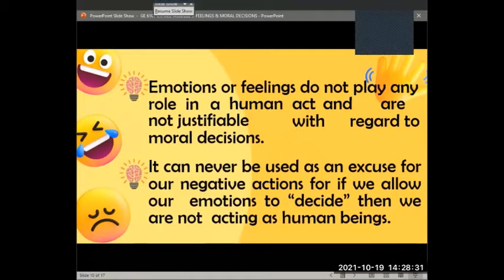Emotions or feelings do not play any role in a human act and are not justifiable with regard to moral decisions. They can never be used as an excuse for our negative actions. For if we allow our emotions to decide, then we are not acting as human beings.